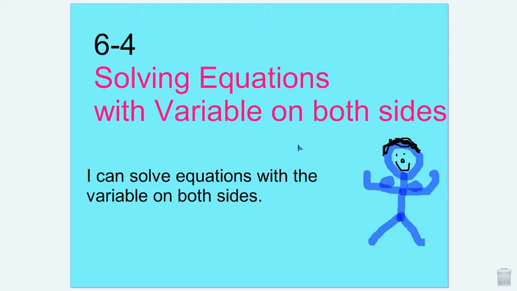All right, here we are again. As we continue down this, I think it's been good for us. So I want to continue, and we just add one more thing. So the I can statement, I can solve equations with the variable on both sides. That means the x, or the y, or the z, or whatever letter we have on both sides, and we're going to have to adjust.